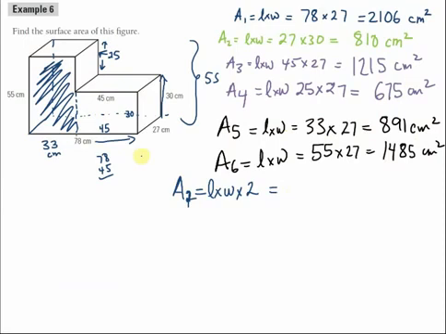So we have a length of 33 and a width of 55. It doesn't matter which order, or 55 times 33. And we're going to double that up because there's one in the front and one in the back. $36.30.